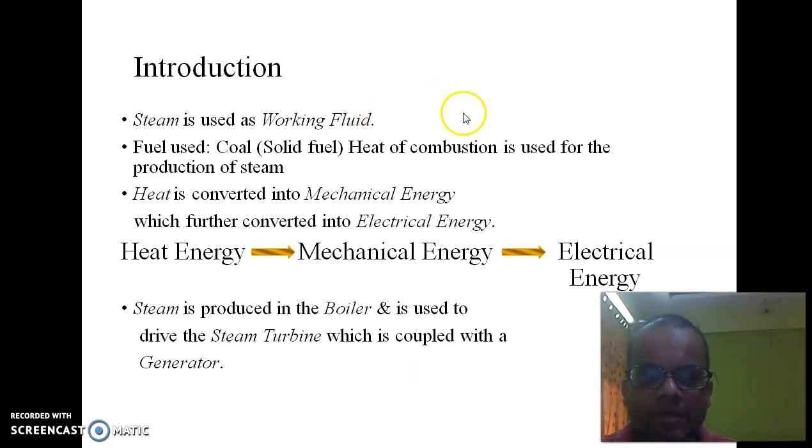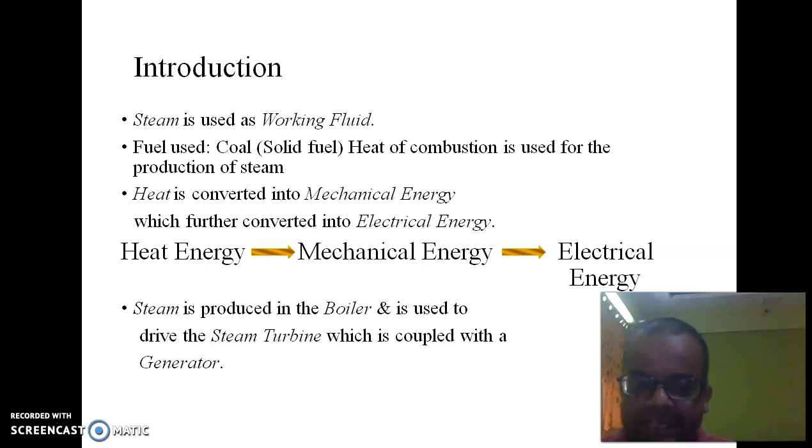Now, first, the working fluid in a thermal power plant is steam. To generate steam, we are using solid coal as a fuel. So the heat of combustion is used for the production of the steam. That coal is burned, and that heat is used to generate that steam.